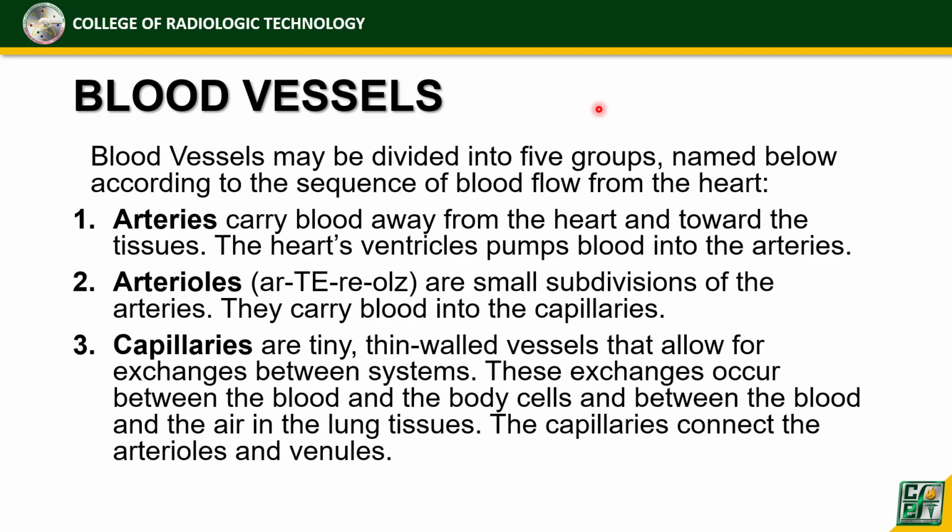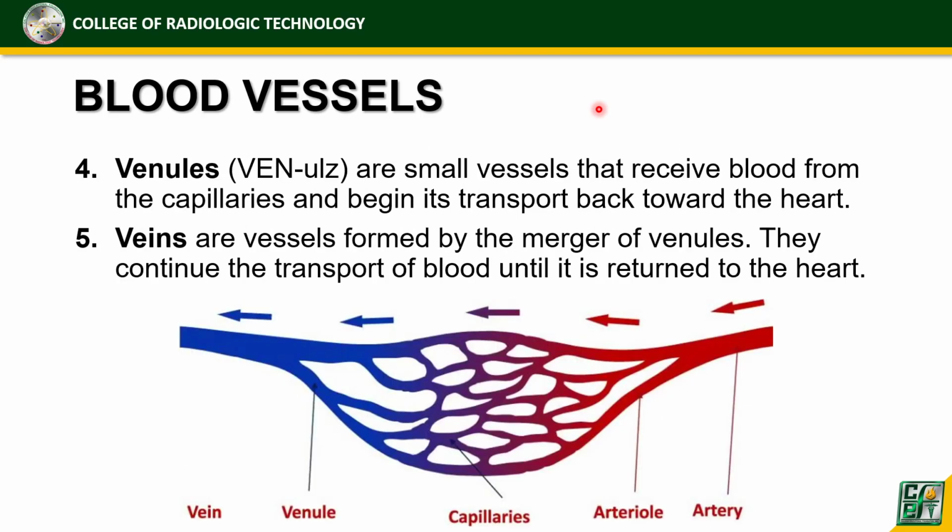Okay? Next, arterioles. So these are small subdivisions of the arteries that carry blood into the capillaries. Kumbaga, pag nag-branch out yung arteries, tawag doon sa maliliit na arteries ay arterioles. And as arterioles, mag-branch out pa siya sa mga maliliit na branches, na ang tawag na doon ay capillaries. And these capillaries are tiny, thin-walled vessels that allow for exchange between the system. So dito gaganap yung exchange ng nutrients, oxygen, etc. So pag nagkaroon ng exchange, yung oxygenated blood na pumasok sa capillaries, lalabas siya sa kabilang side as deoxygenated blood.